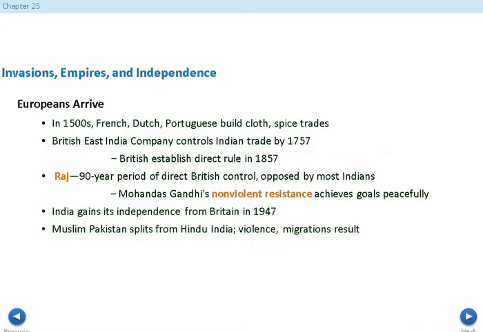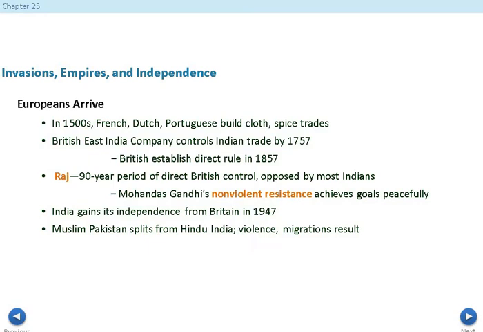start to see this country splitting apart. By about the 1500s, the French, the Dutch, and the Portuguese are going to start building cloth and spice trades. You guys remember what we had seen, that the Portuguese become really the dominant power going around the southern tip of Africa. It really reaches its highest point in about the 1500s.